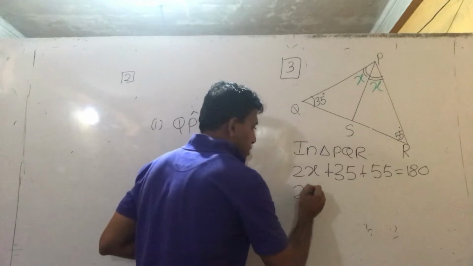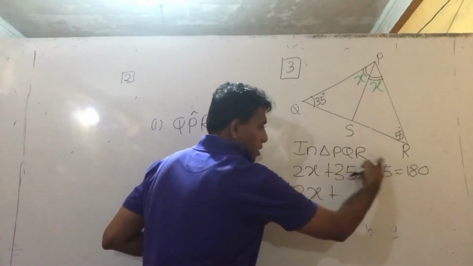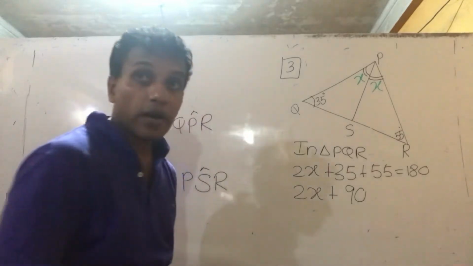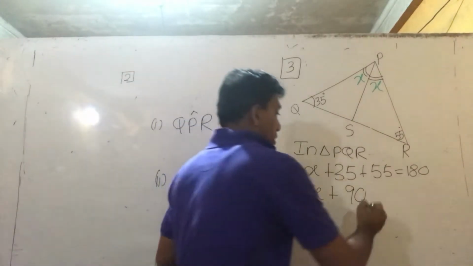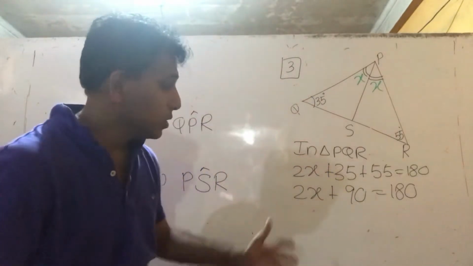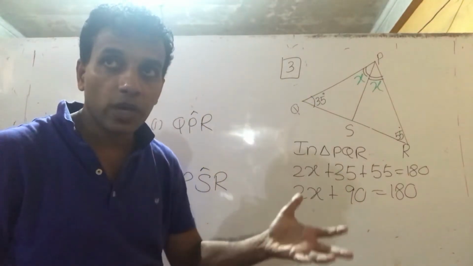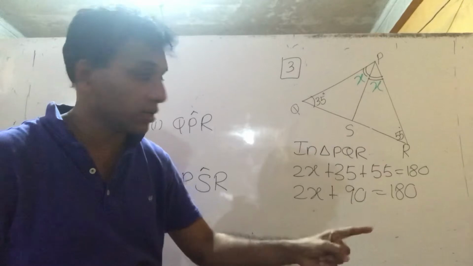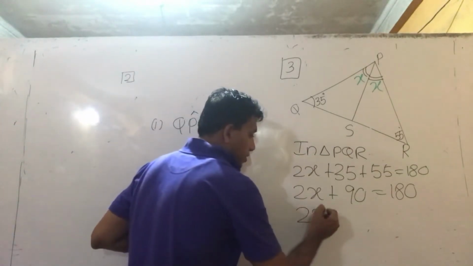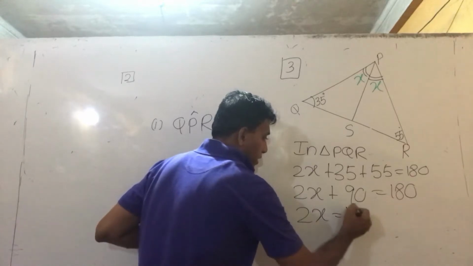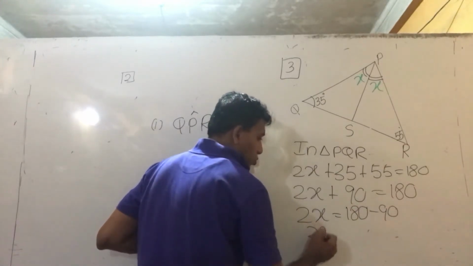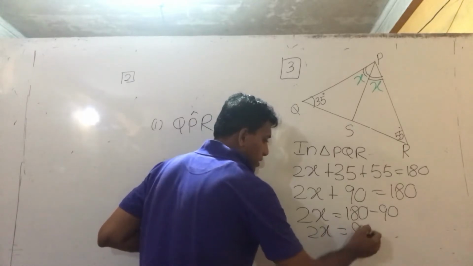So 2x plus 90, 55 and 35, 90 degrees equal to 180. Okay. So find the solving equation. I completed the chapter. Find the X value. 2x equal 180 minus 90. So 2x equal to 90.